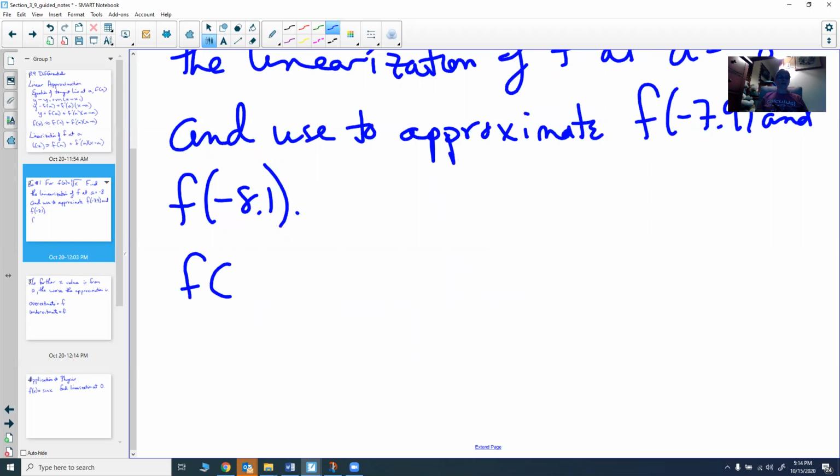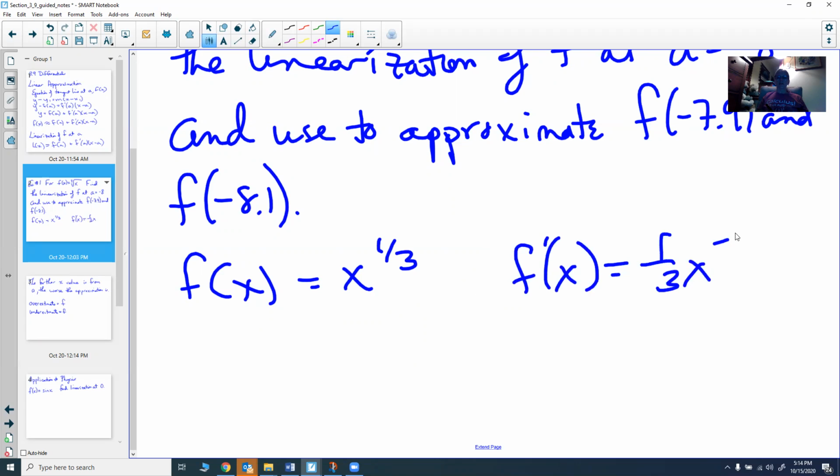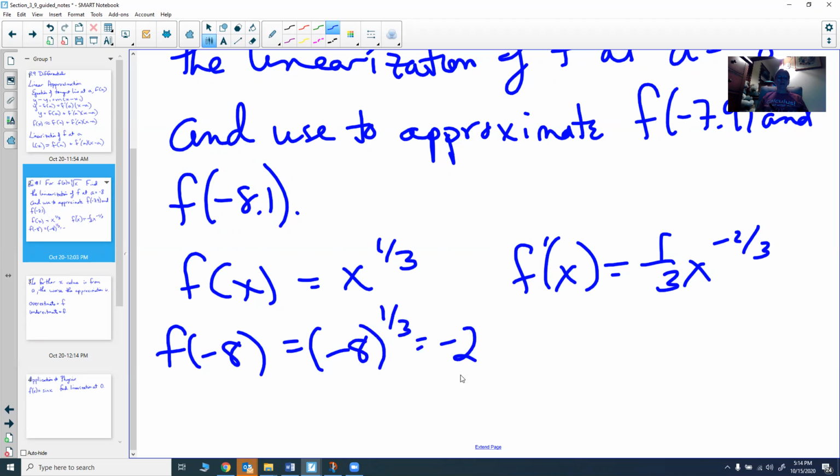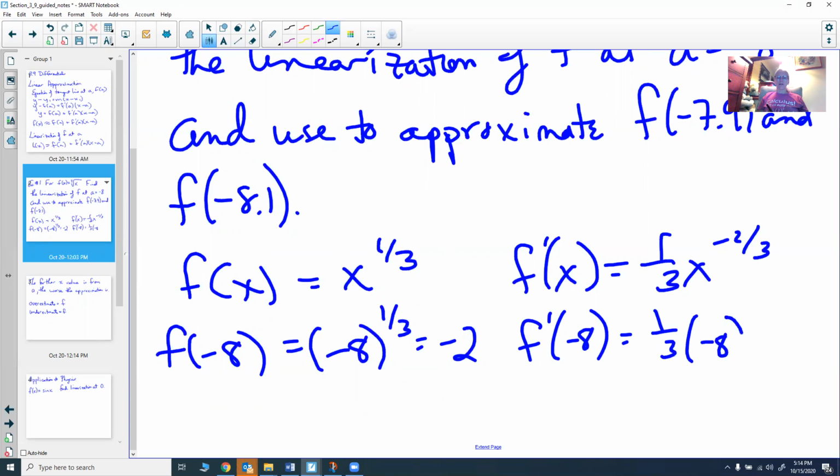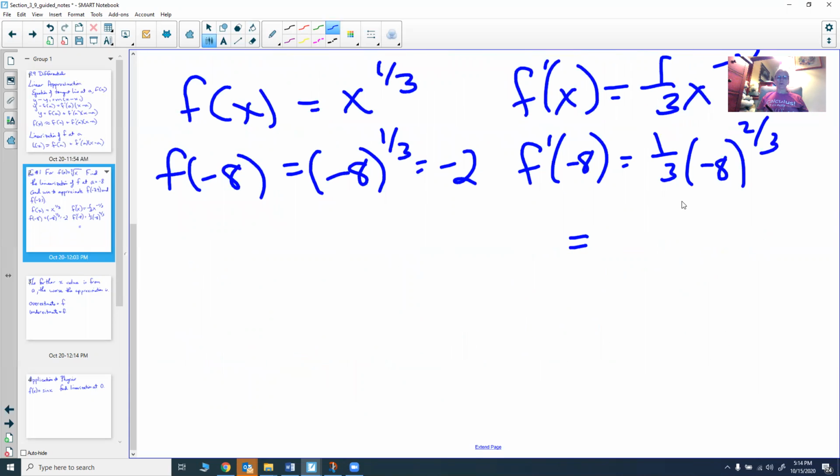So the first thing we need to do is our f of x is the cube root of x, which is x to the 1/3. And then we need the derivative. So let's find the derivative of that. That would be 1/3 x to the negative 2/3. And then we're going to evaluate this at negative 8 because our a value is negative 8. So we're going to have f of negative 8 equals negative 8 to the 1/3. So that's negative 2 because negative 2 cubed is negative 8. Then we're going to do f prime of negative 8. It'll be 1/3 negative 8 to the negative 2/3. That's a little bit more work to figure out, but we can do it without too much trouble.